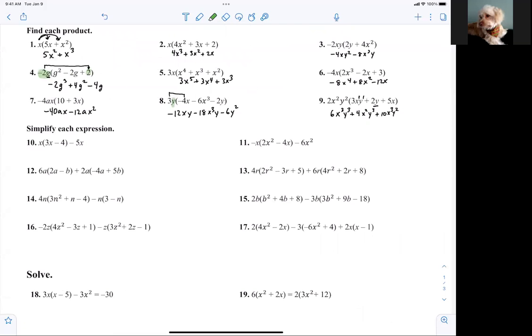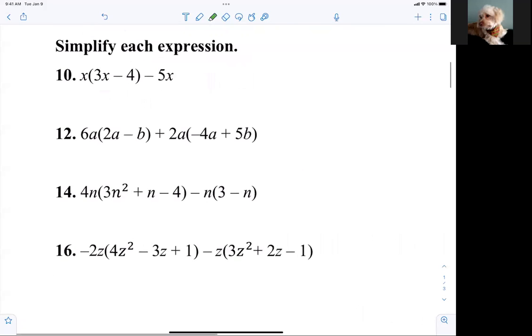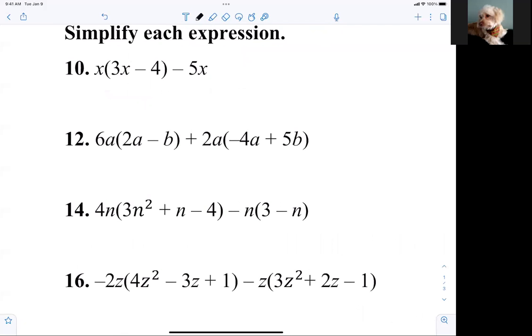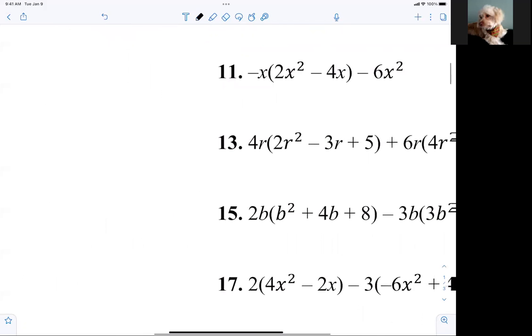All right, now we're simplifying. What do I have to do first? Distribute. Yes, go. You get 3x squared minus 4x minus 5x. Now what? And you get 3x squared minus 5. Wow, how does it feel? Right, brilliant, right? Not a stutter there. All right, because you're working hard.